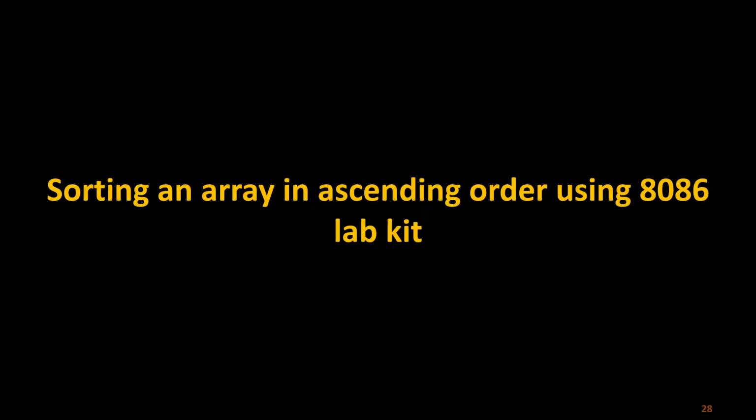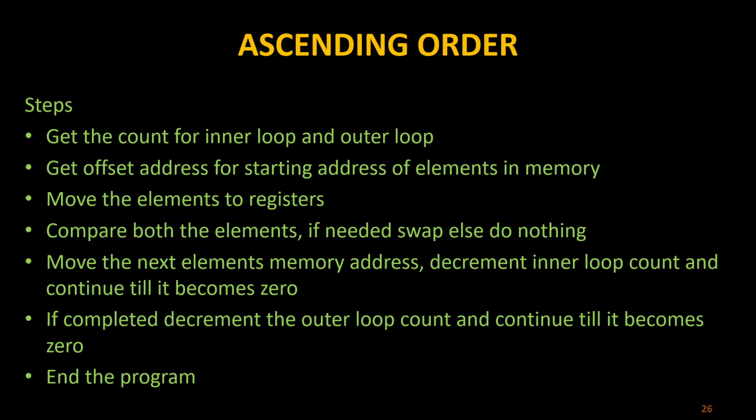So let us refresh what we have seen. We have taken an array, and we have declared an inner loop and an outer loop. After that, we declare the starting address of the elements in memory, and then we compare and swap those elements. If the comparison needs swapping, we swap it, else do nothing. We check every condition and do the operations for ascending order.